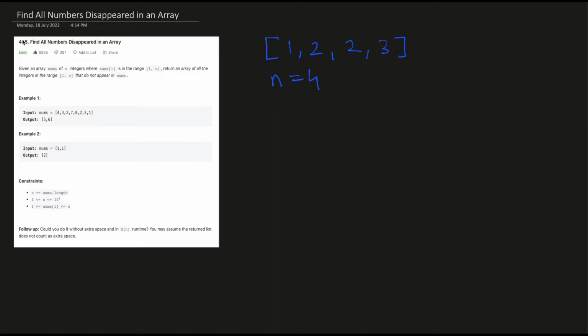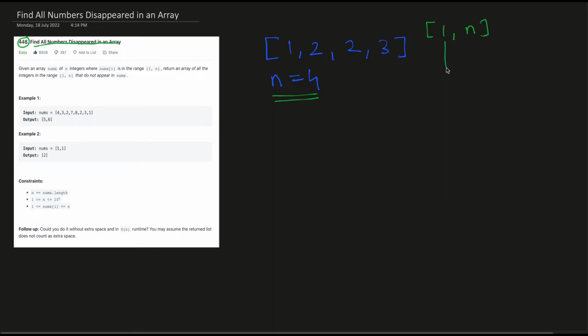Welcome back. Today we will be seeing the problem from LeetCode, that is to find all the numbers that are disappeared in an array. So let's first understand the problem. Suppose we are given an array and the length of this array is 4. Now we have to return all the numbers that are disappeared from the range 1 to n.